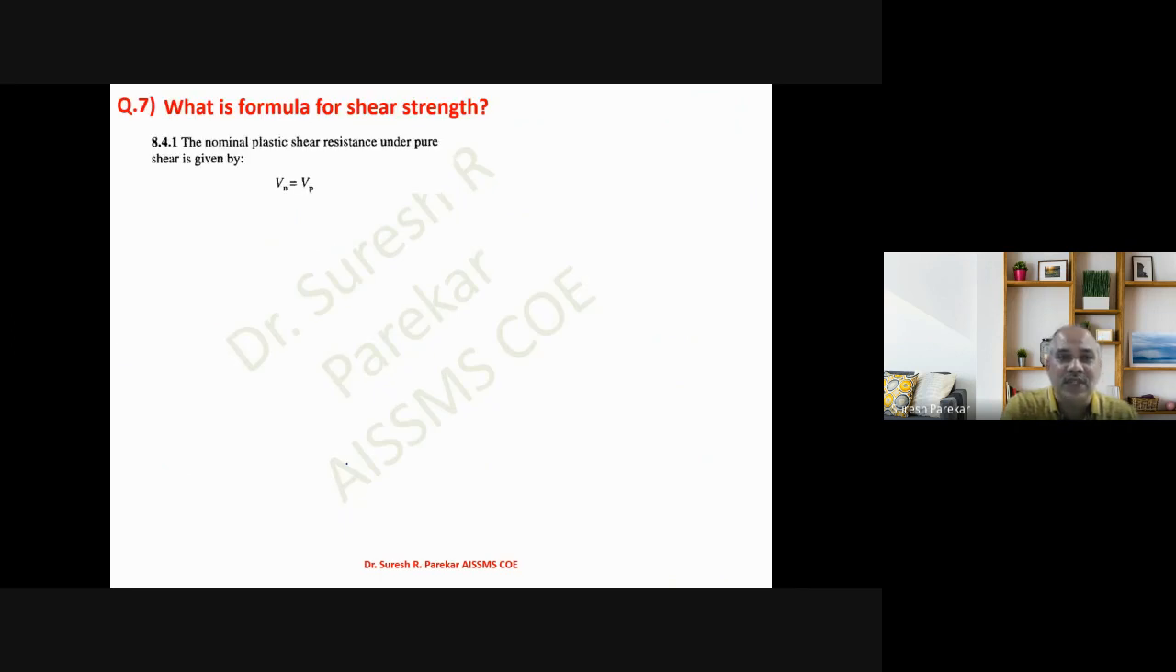Then what is the formula for shear strength? You can go to 8.4.1, the nominal plastic shear resistance Vn equal to Vp, and Vp we have as Av Fyw upon root 3, and Vd is Vn upon gamma m0, and Vn is Vp. So if I write Vd, then we have Av Fyw upon root 3 gamma m0. This is my formula for Vd, a combination of Vn and Vp, and we can write this formula directly.